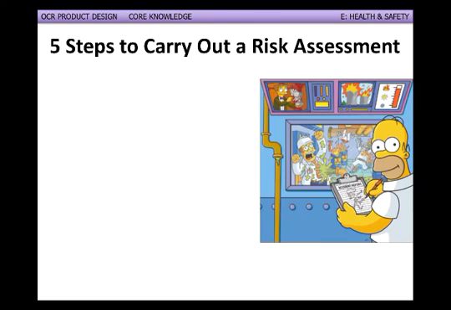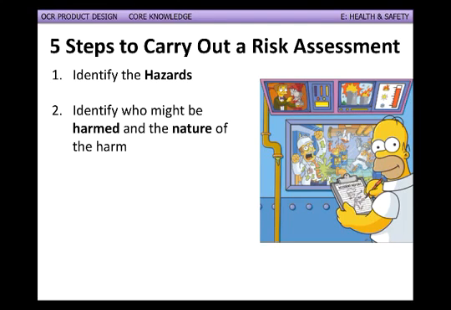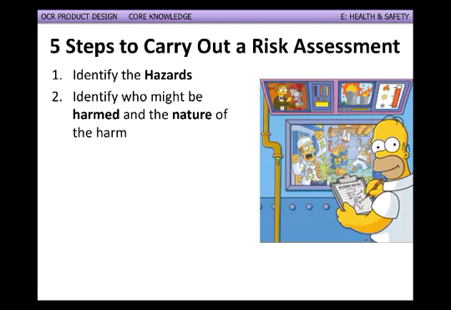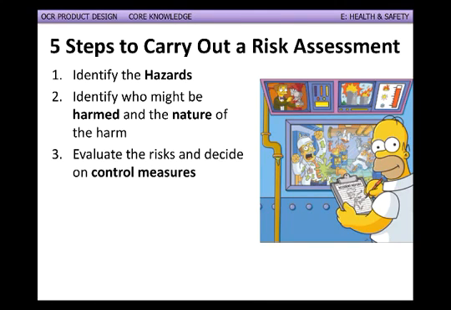Okay, so 5 steps to carry out an official risk assessment. You've already done a couple of them. Okay, so you've identified the hazards. The next stage then, as we said, identify who might be harmed and the exact nature of that harm. Yeah, who will get hurt, how will they get hurt. Then evaluate that risk and decide on how you will reduce the risk by putting in place certain control measures. Those control measures might be things like training, signs, guards, okay, anything like that.